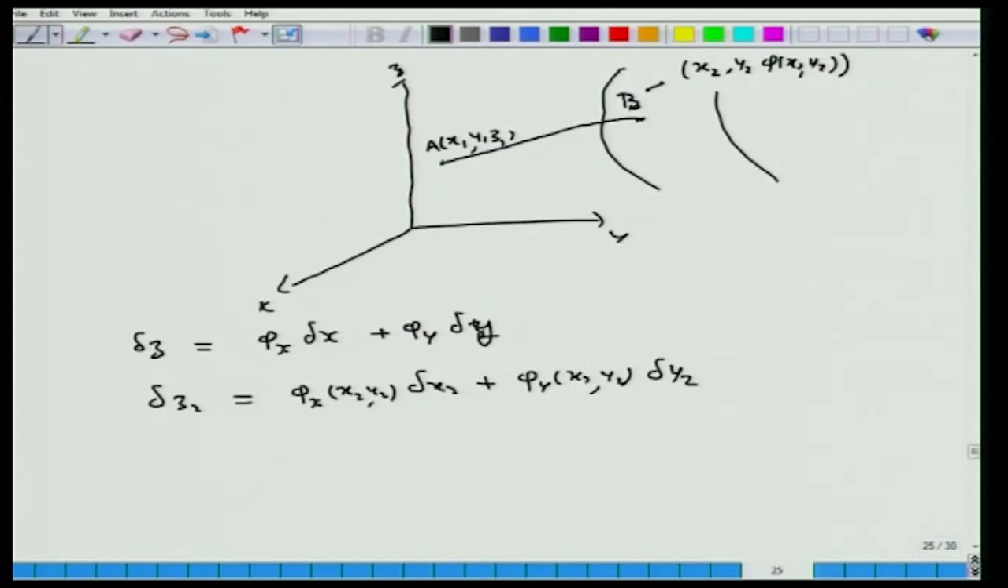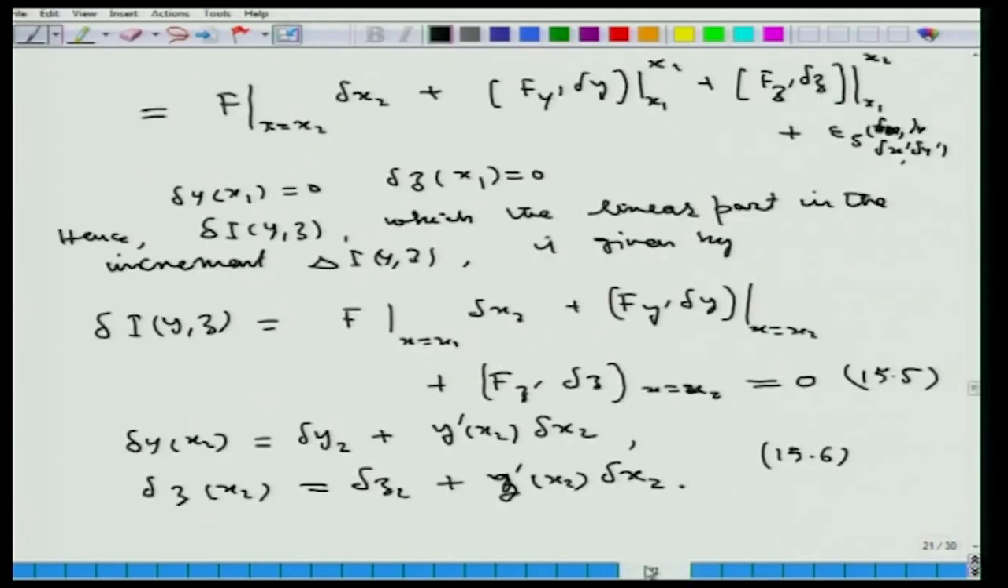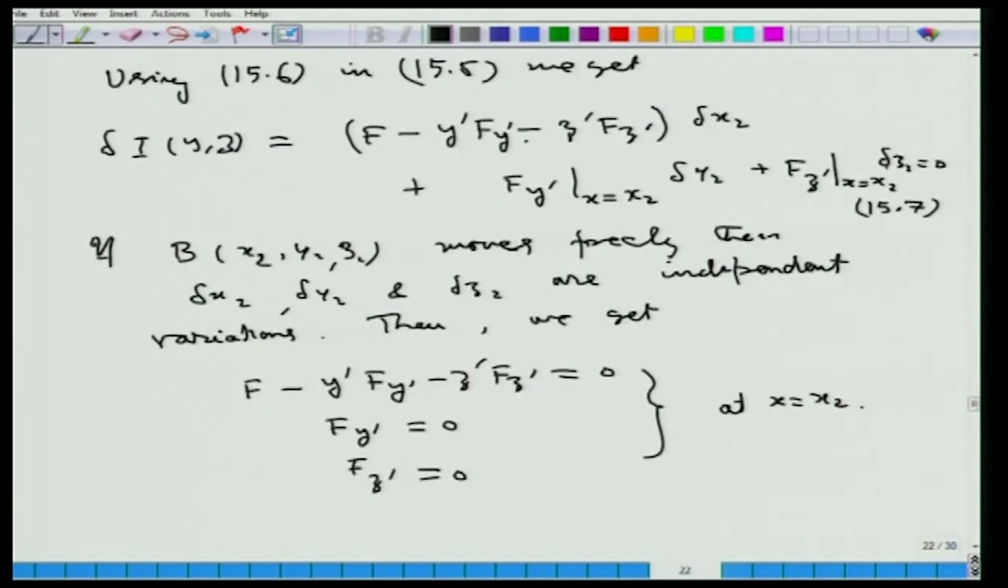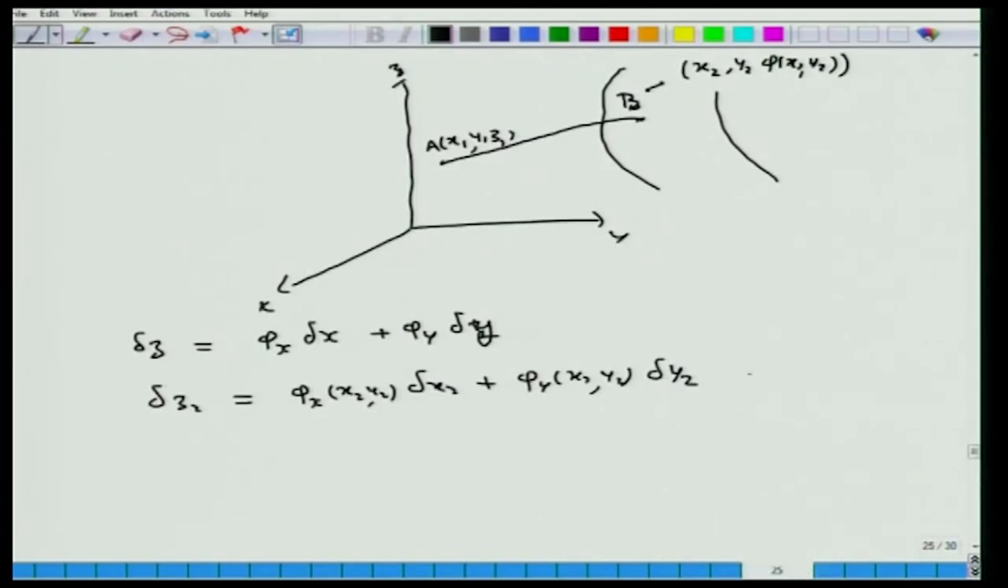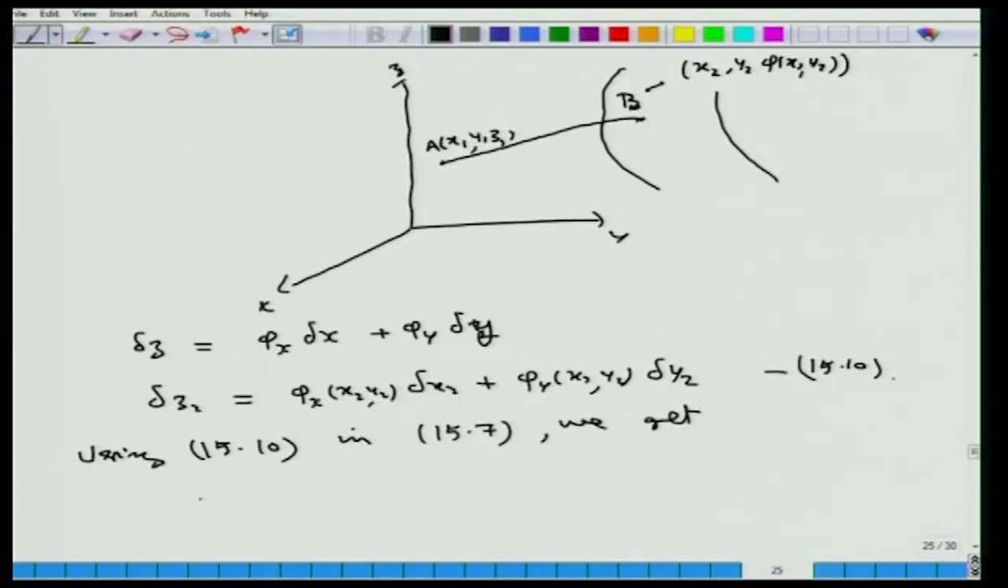And so, substituting this delta z 2 here and then collecting the terms, we get the following. So, let us say this is 15.7, we get this f minus y prime f y prime plus phi x.